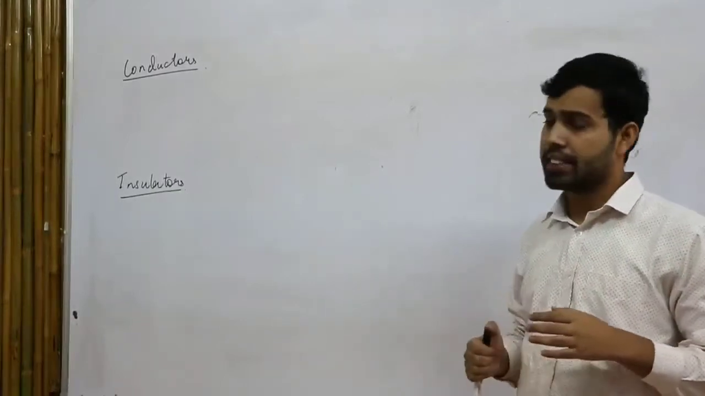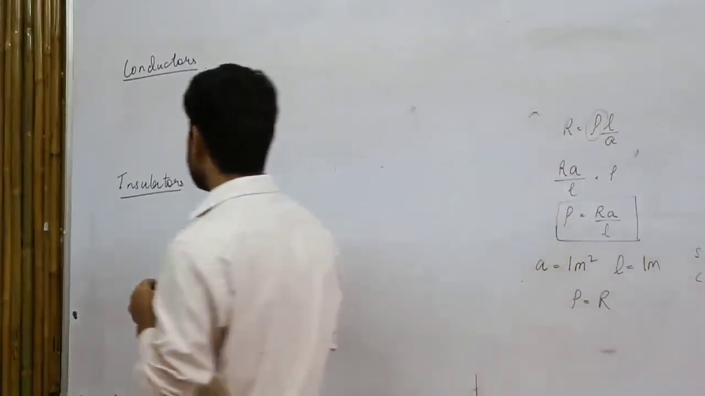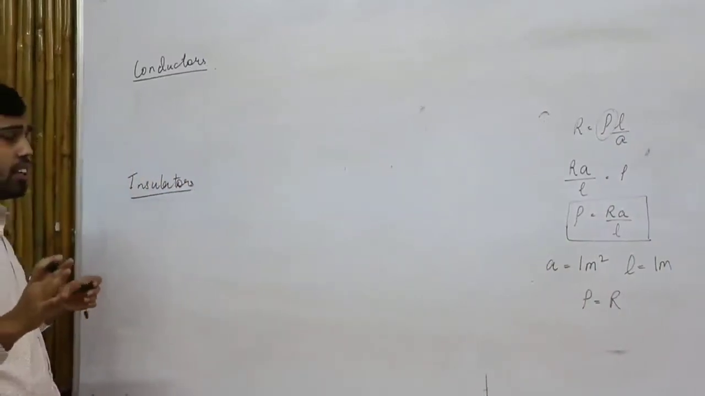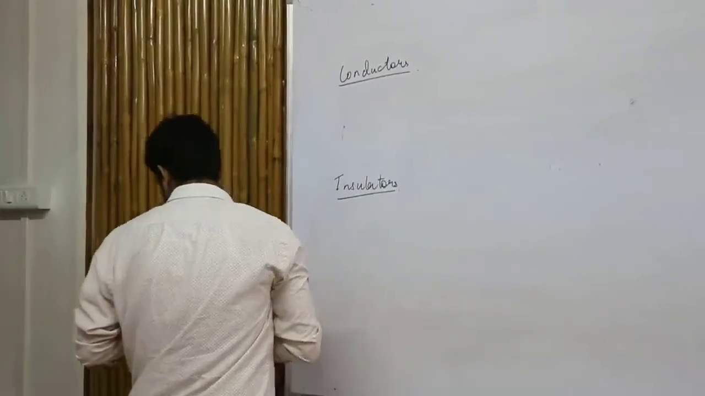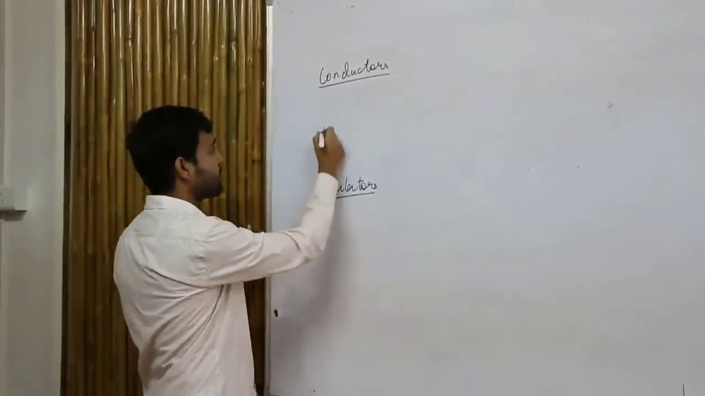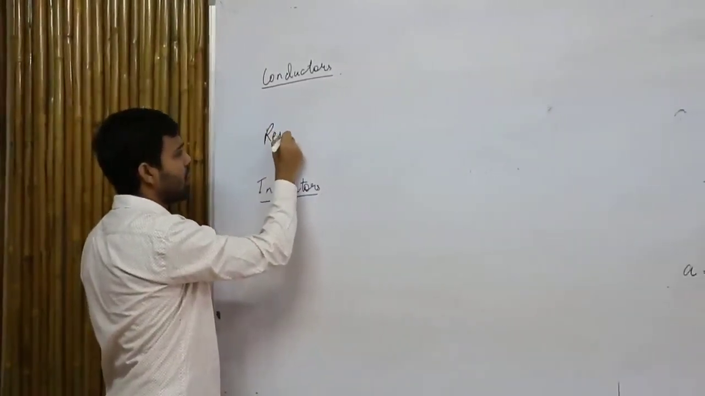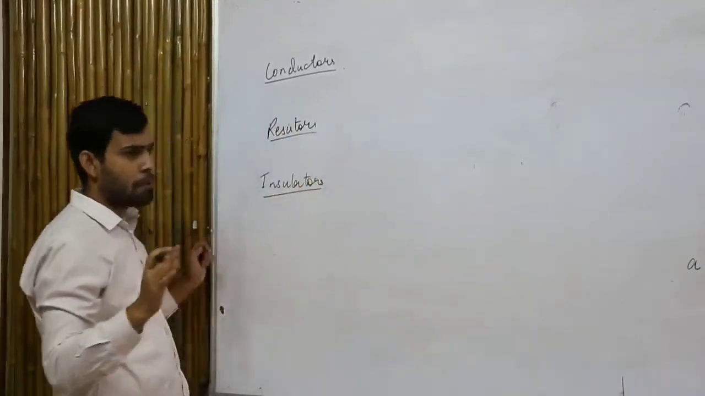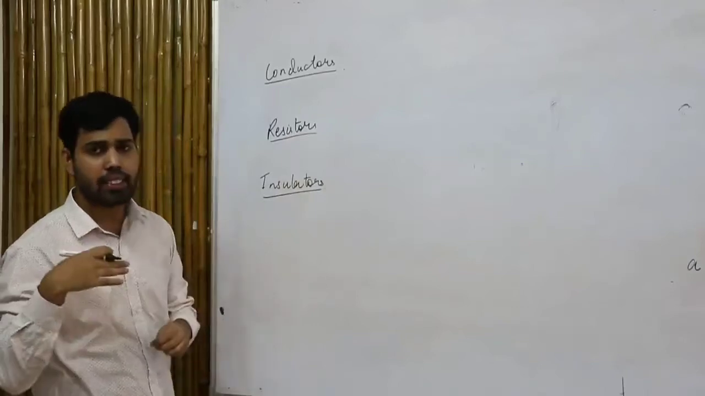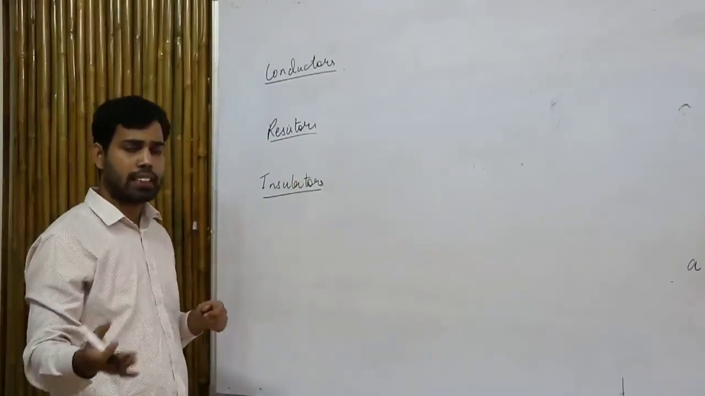An insulator is an object which offers a very high amount of resistance such that electric current cannot flow through these materials. Now in between these conductors and insulators, there is another term that we'll be using, that is resistors. What are resistors? These are simply devices which exert some resistance to the flow of electric current.